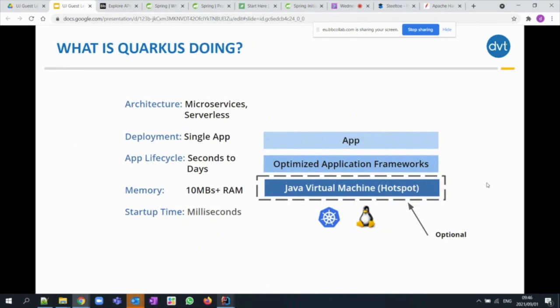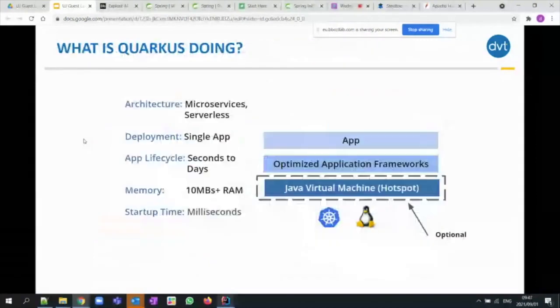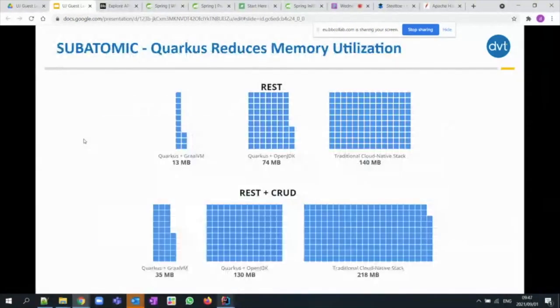What Quarkus is doing is literally replacing the entire need of a Java virtual machine to spawn up something. And that's why the names subatomic and supersonic have been given to it. Over here you see a traditional cloud tech stack with just a RESTful API. So you just have an exposed RESTful API, it's not even doing any kind of IO operation to your databases or anything like that. It used to take around 140 MB of memory just to spawn it up.